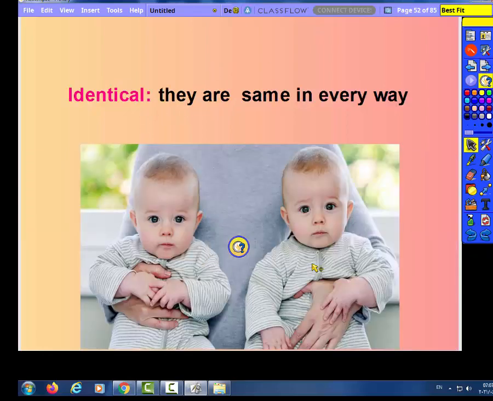Identical. Look at these identical twins. Yeah, they are very cute. I love to see them so much. So identical, they are the same in every way. Identical means the same in every way.